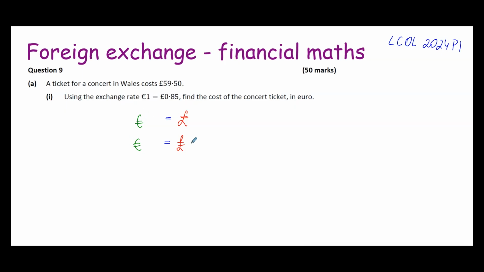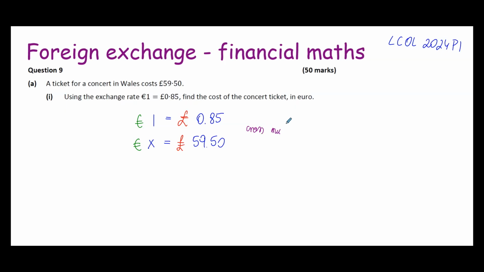The most important thing about it is comparing like with like. So we have €1 and that is 0.85 pounds. So therefore my next line has to be the same, euro to pounds. So what do I know about the ticket? Ticket is 59.50 pound, and therefore I don't know how many euro is that.